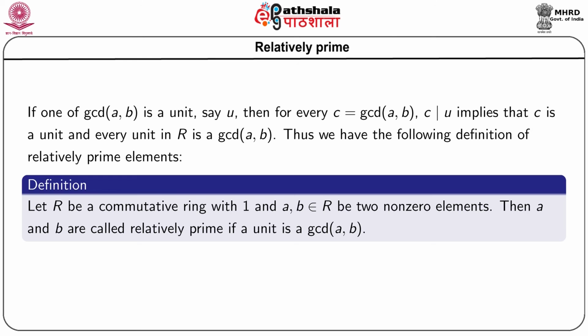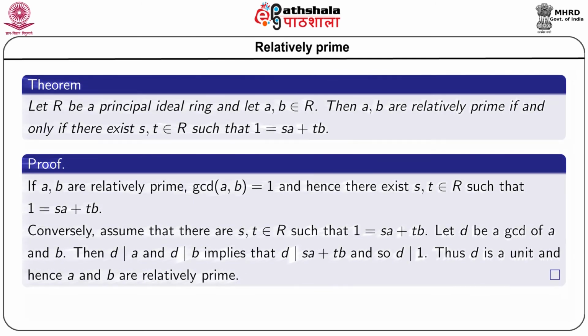Suppose R is a commutative ring with 1 and A, B belonging to R are two non-zero elements, then A and B are called relatively prime if some unit is a GCD of A, B. Again note that if a unit is a GCD of A, B, then every unit is a GCD of A, B and 1 is also a GCD of A, B. Here we have the following necessary and sufficient condition for A and B to be relatively prime.